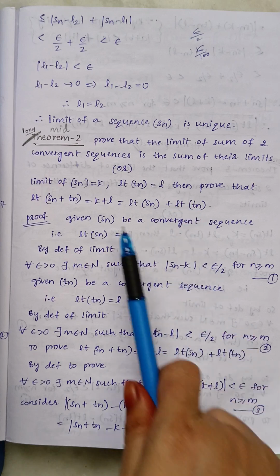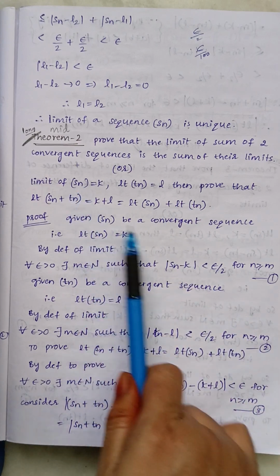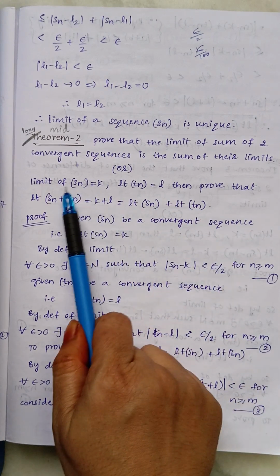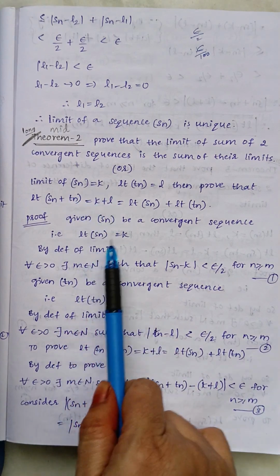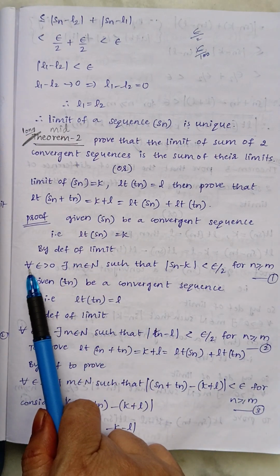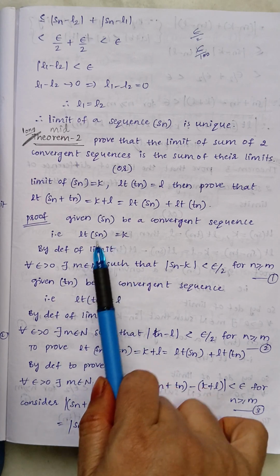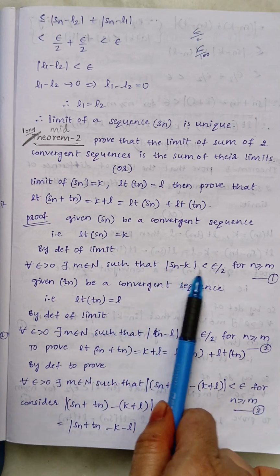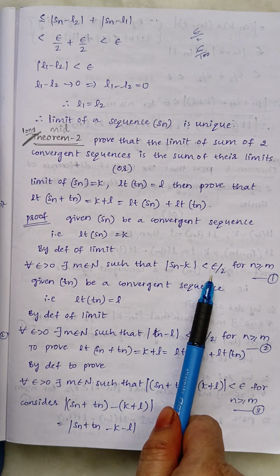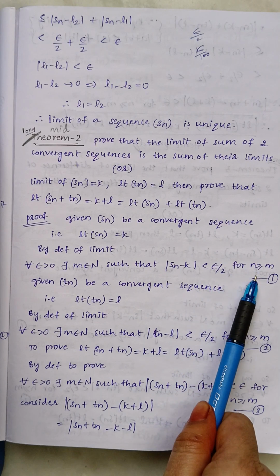This we need to prove. For that, take one sequence Sn, which is a convergent sequence, whose limit value is k. So according to the definition, what can we write? For all epsilon greater than 0, there exists m belongs to N such that modulus of Sn minus k is less than epsilon. For our convenience, we are taking epsilon by 2 for all n greater than or equal to m.